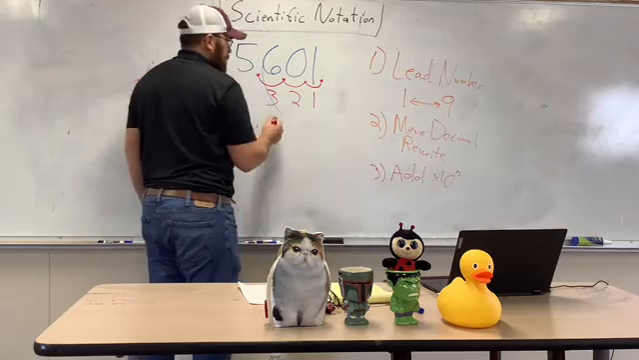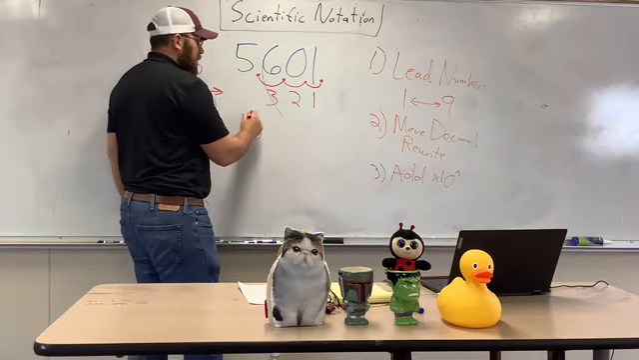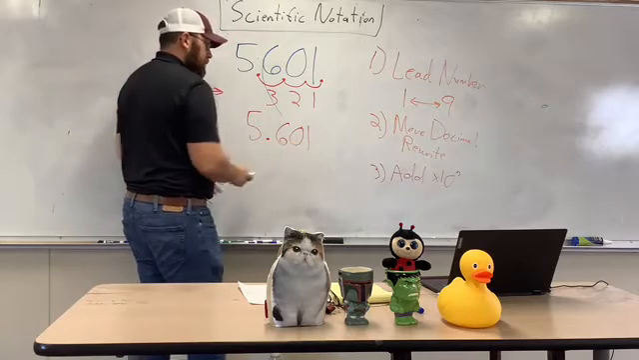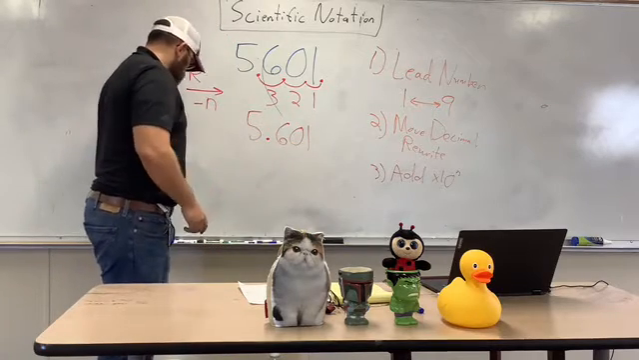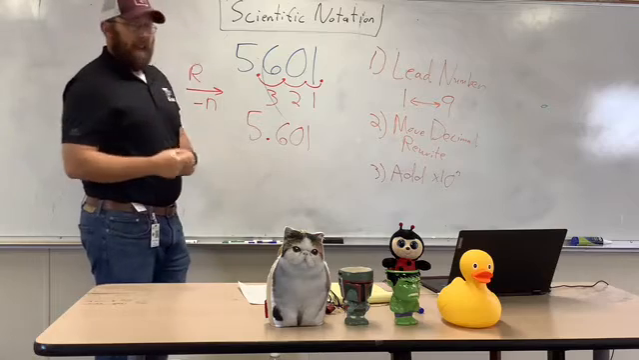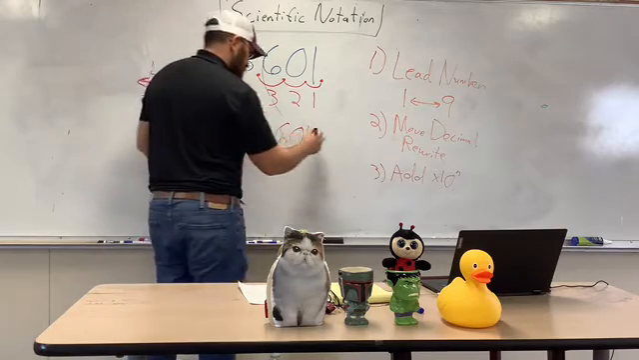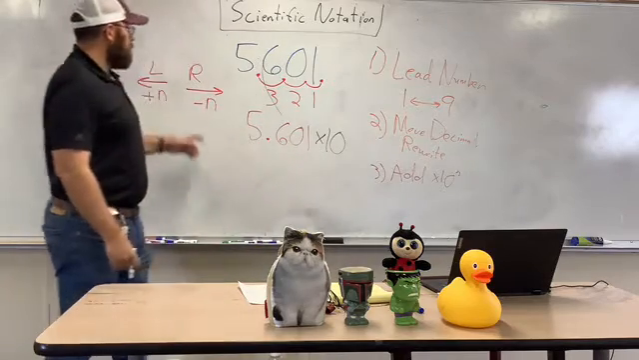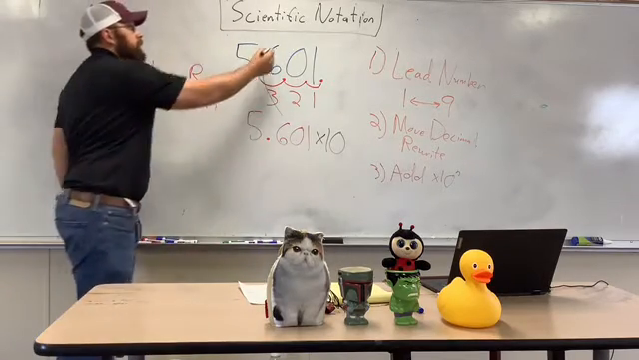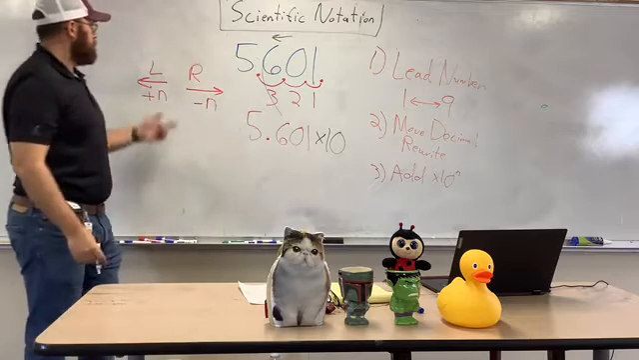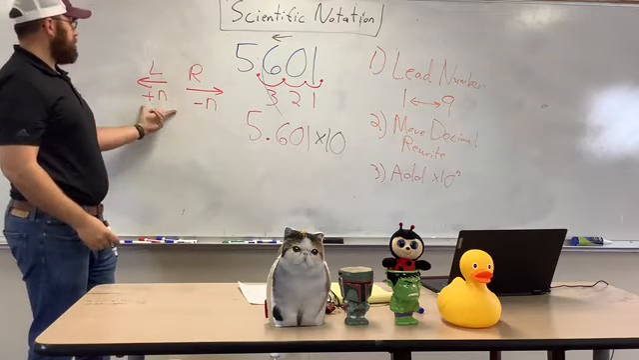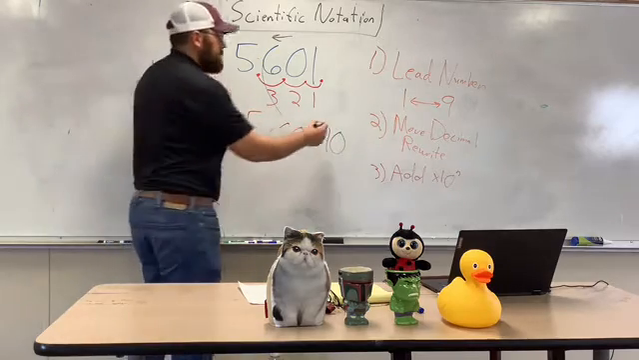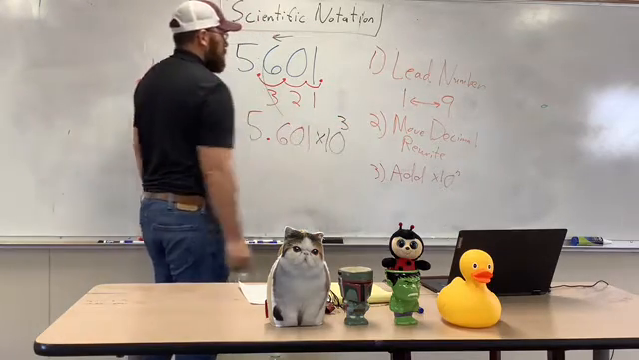All right? So now we're going to rewrite it. So move decimal and rewrite. Step 2: 5.601. Now to our next step, we add in times 10 to some power. So I move the decimal to the left. When I moved it to the left, that means my exponent up here is going to be positive. How many times did I move it? 3.